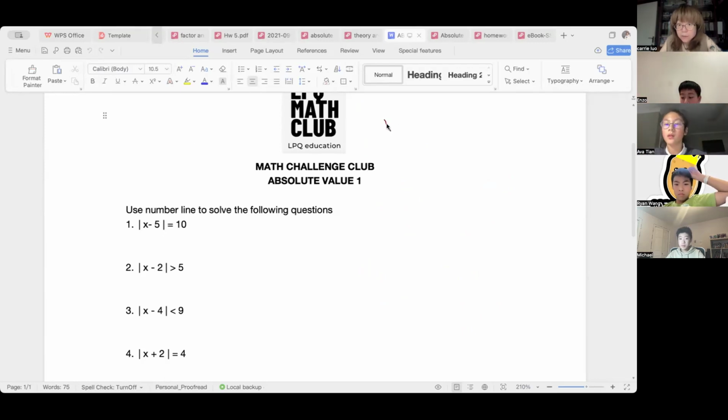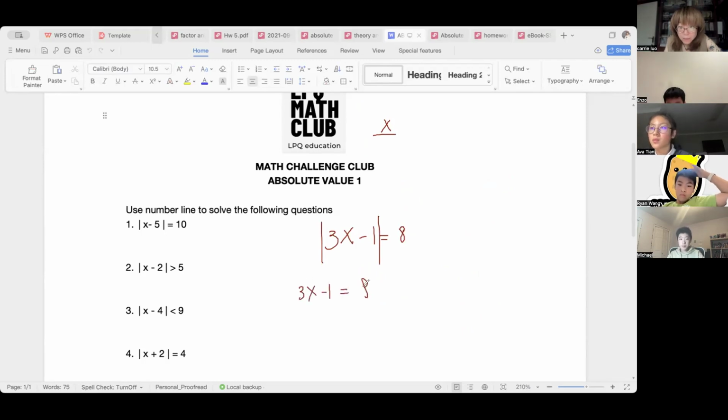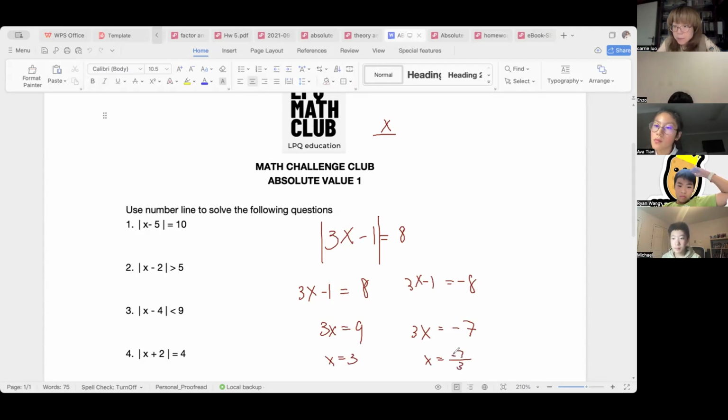Okay, so let's take a look at this one. So this time, 3x minus 1 equals 8. That's the same thing. So 3x minus 1 equals 8, or 3x minus 1 equals negative 8, correct? So the same thing, 3x equals 9, or 3x equals negative 7. So x equals 3, or x equals negative 7 over 3. Understand, everybody?